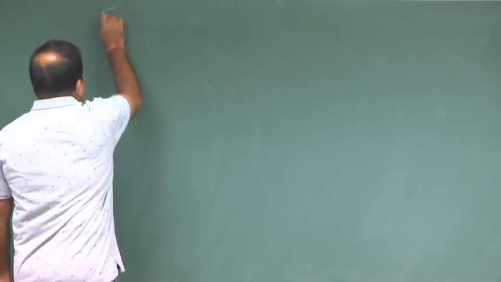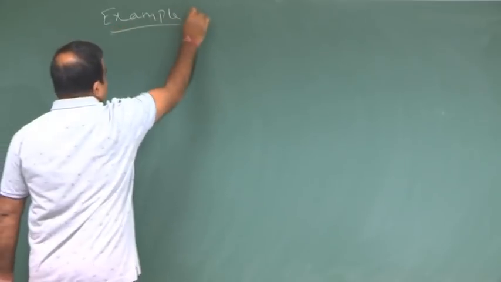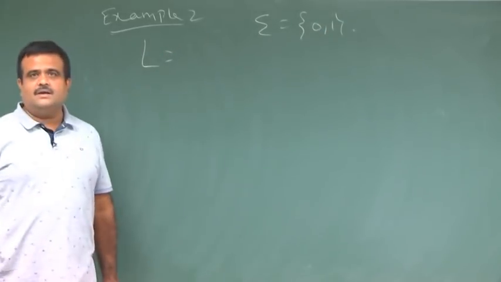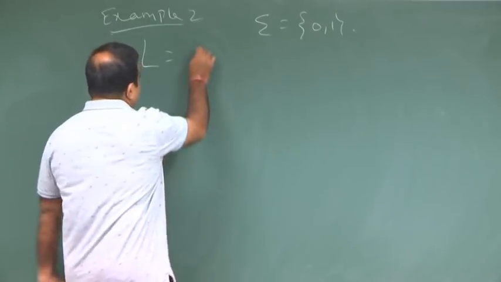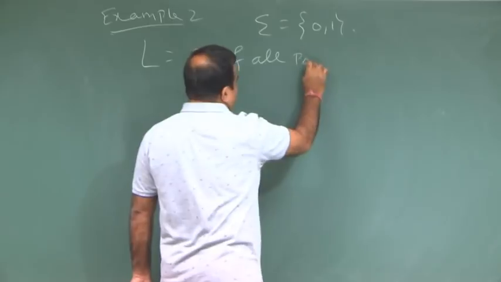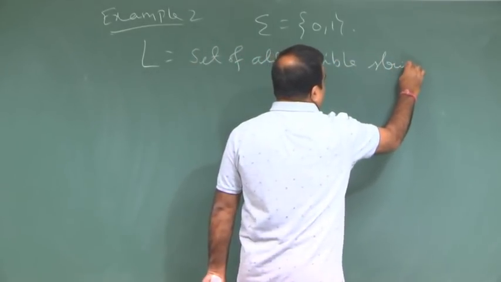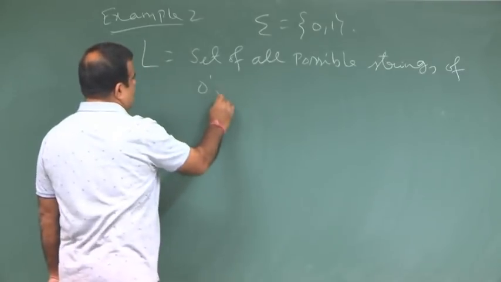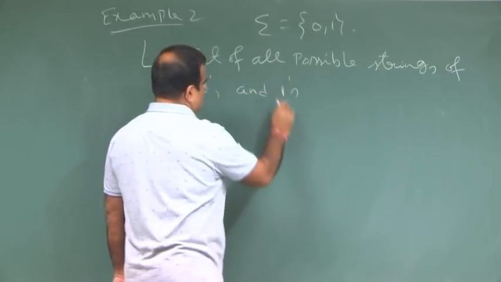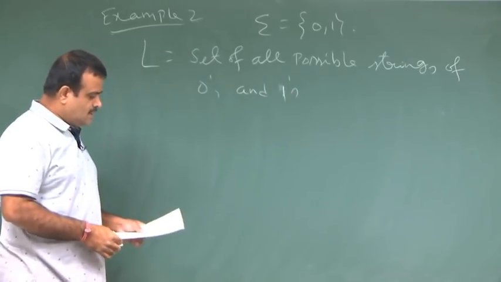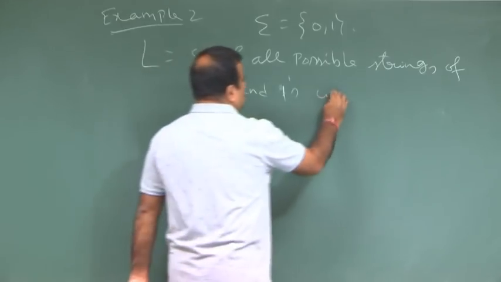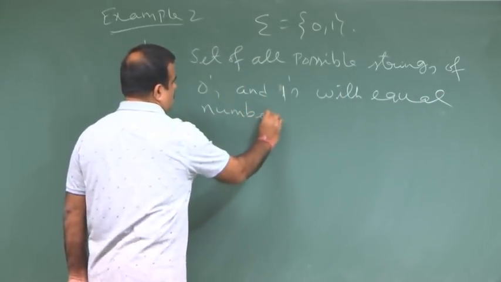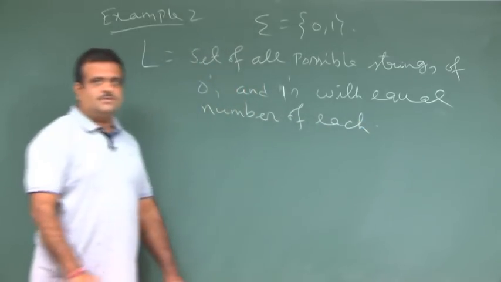So, this is example 2 of a language. Our sigma is {0, 1}, binary input, and our language is the set of all possible strings of zeros and ones with an equal number of each. That means we have an equal number of zeros and ones.